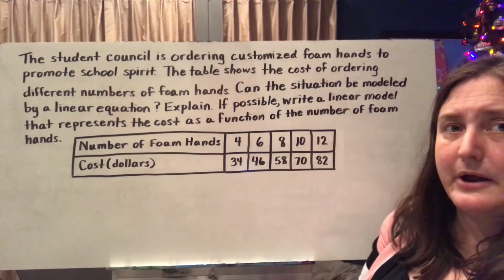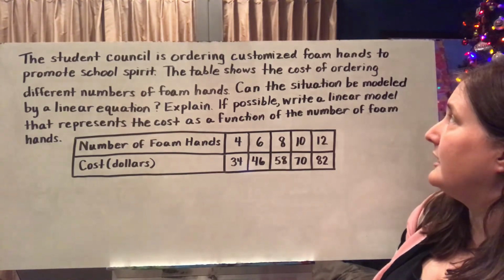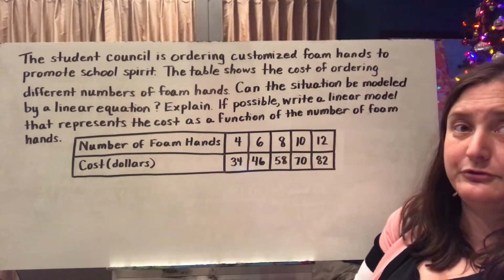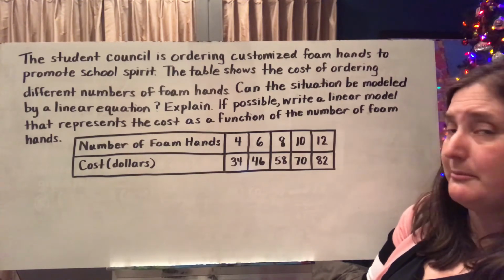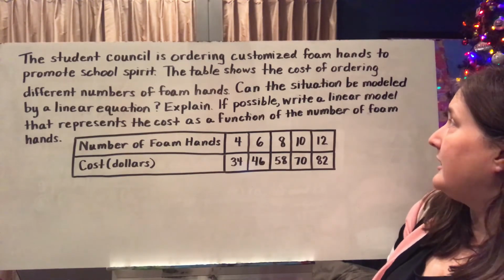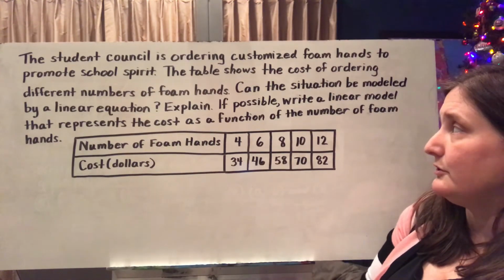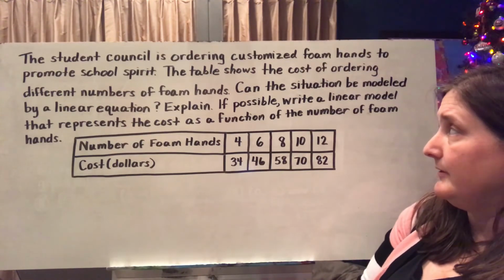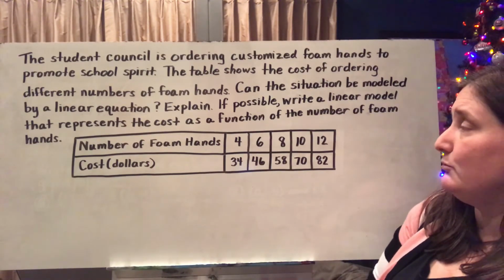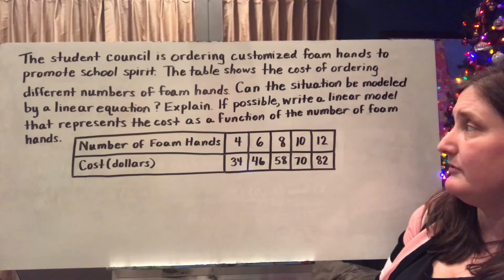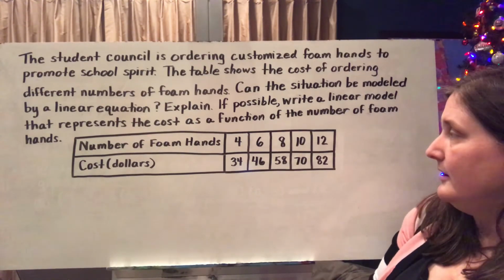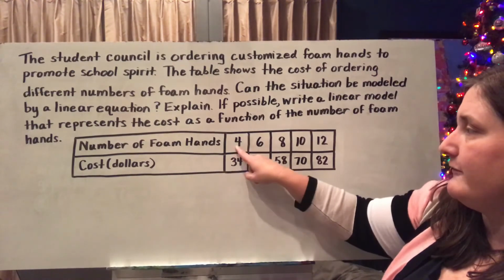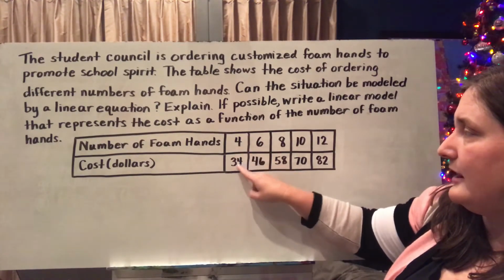Okay, let's look at a word problem here. The student council is ordering customized foam fingers to promote school spirit. The table shows the cost of ordering different numbers of the foam hands. Can the situation be modeled by a linear equation? Explain. If possible, they want us to write a linear model that represents the cost as a function of the number of foam hands. Okay, so if we buy 4 foam hands, it's costing us $34.